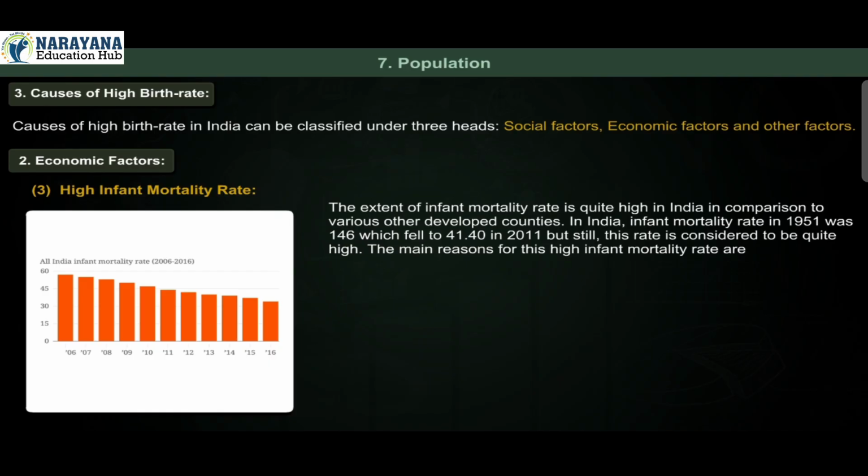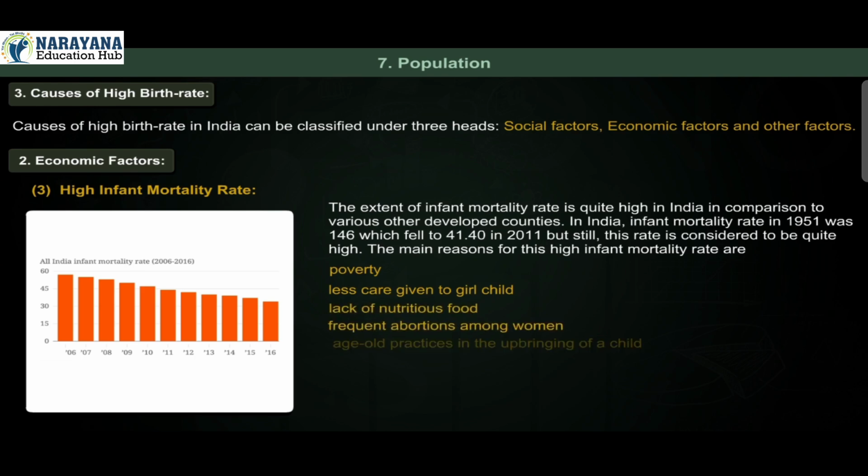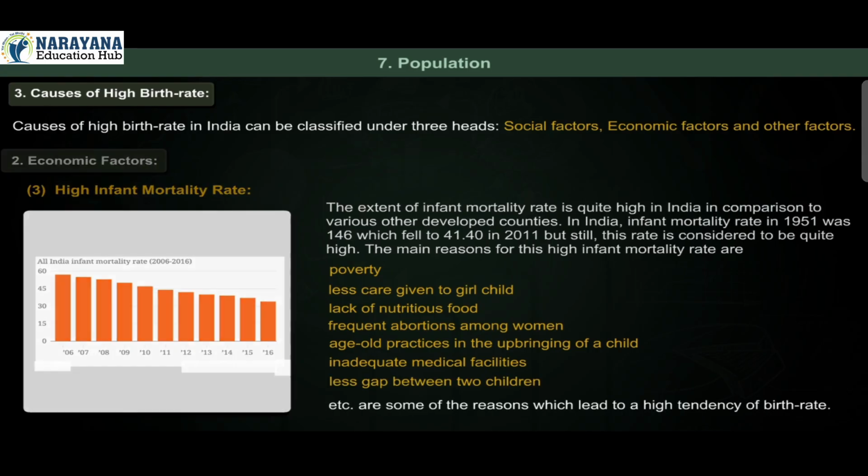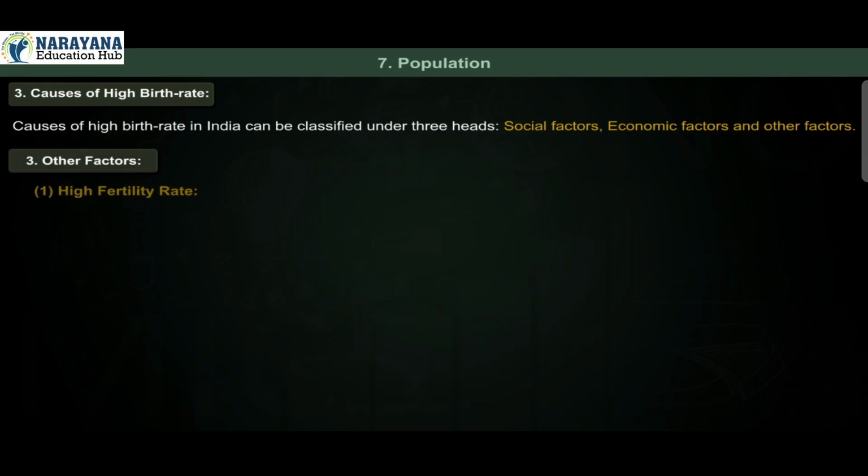The main reasons for this high infant mortality rate are poverty, less care given to the girl child, lack of nutritious food, frequent abortions among women, age-old practices in the upbringing of a child, inadequate medical facilities, less gap between two children, etc. These are some of the reasons which lead to a high tendency of birth rate. Other factors.